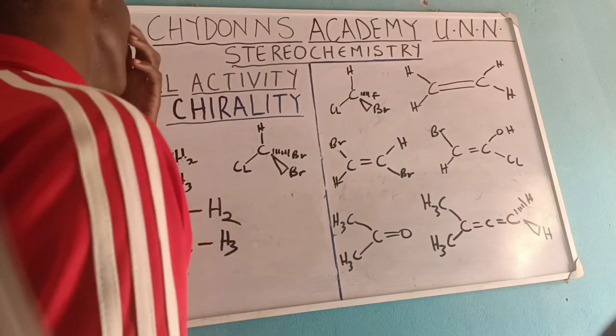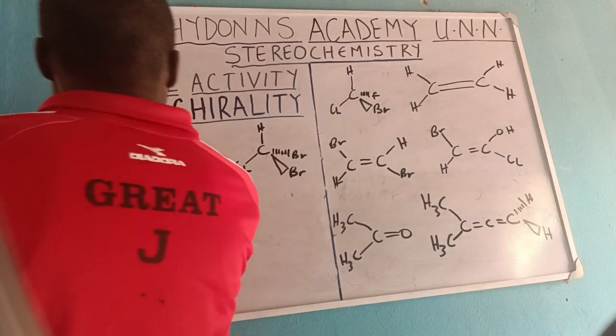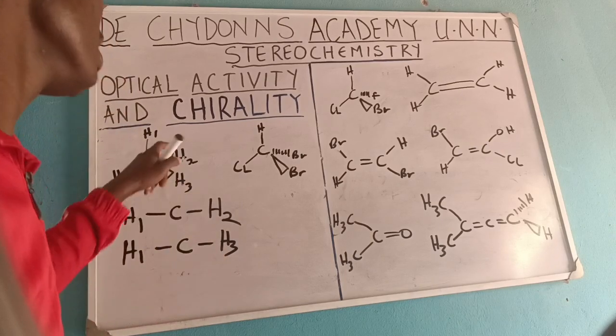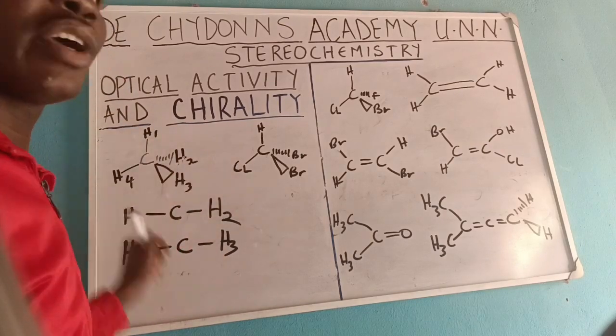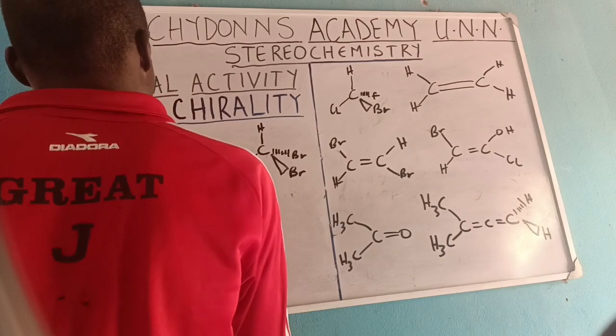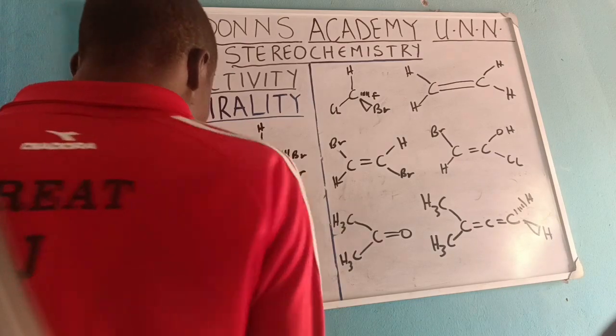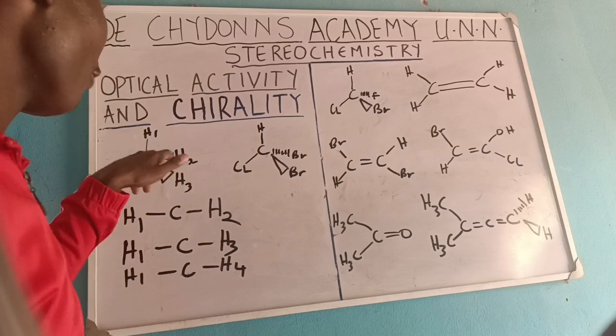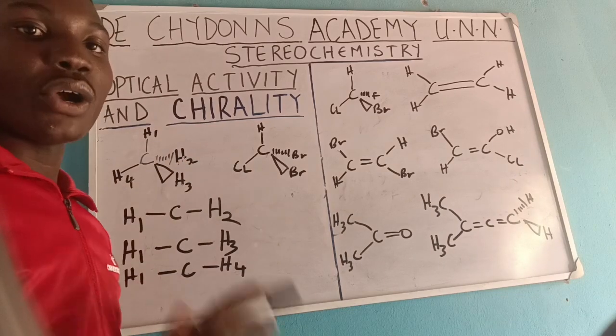Another plane of symmetry we want to run is, okay, let us cut through this. So remember, you're having this coming forward, this one going backward. You are cutting through this particular plane. So you're going to be cutting through H1, C, and then H4. So you're going to be having a reflection of H3 and H2. Are you getting what I'm saying?